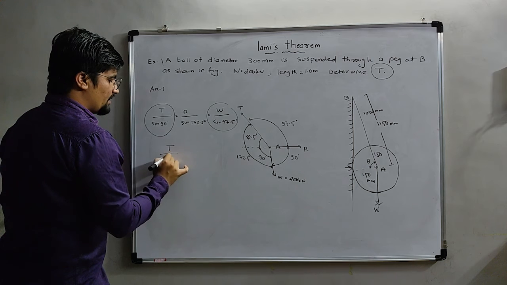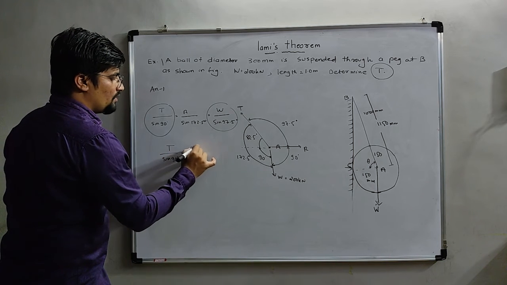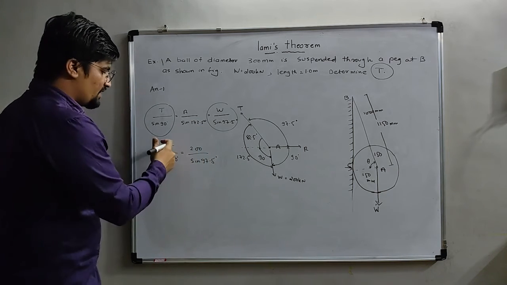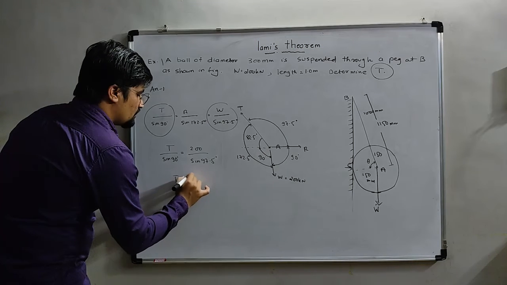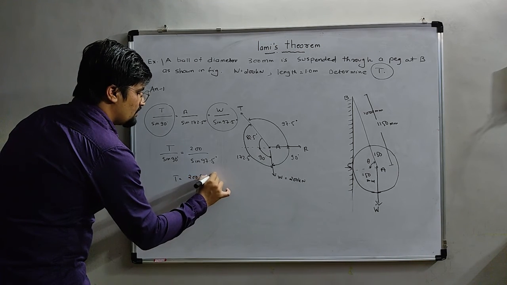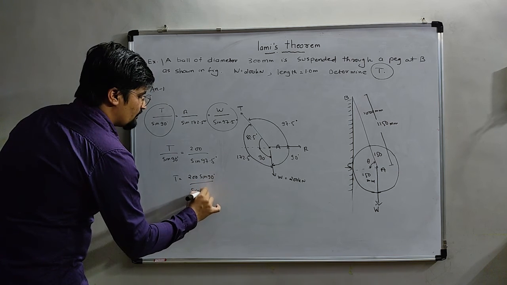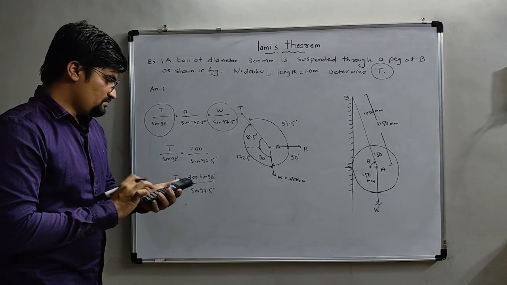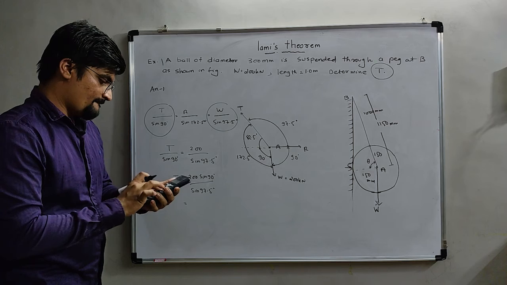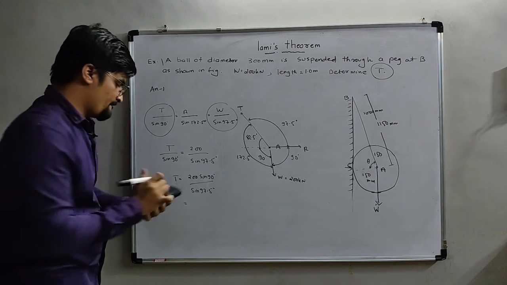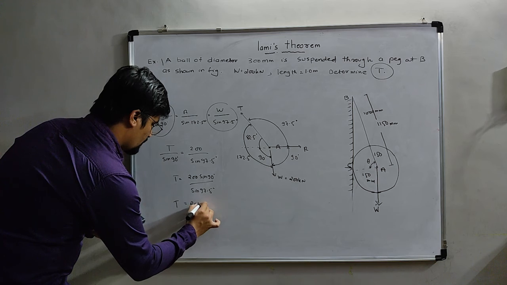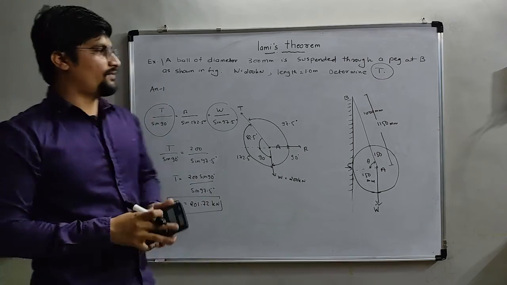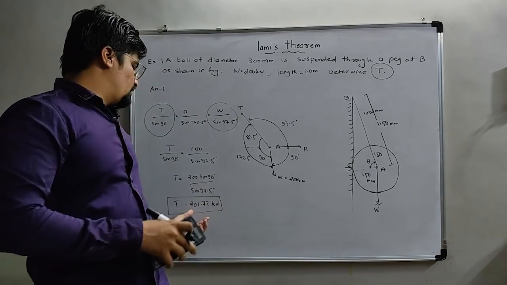So T upon sine 90 is equal to 200 upon sine 97.5. By solving this, we will get the value of T, means T is equal to 200 sine 90 upon sine 97.5. So the answer will be 201.72 kilonewton. So this is the tensile force we have found out by using Lami's theorem.